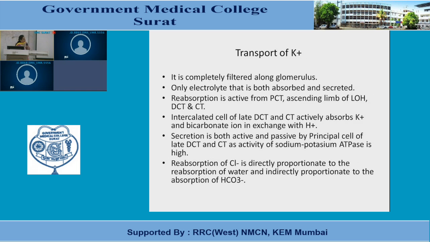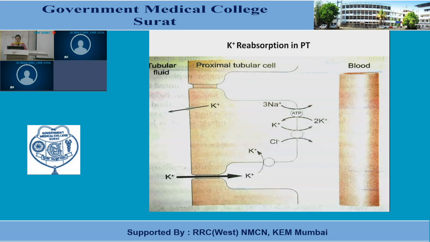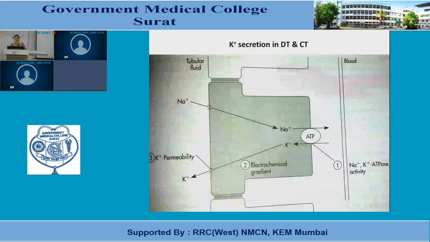So this is the potassium absorption in the proximal tubules along with sodium, that is counter transport, along with chloride co-transport, and through the intercellular spaces also. This is the potassium secretion in the distal tubule and the collecting duct. It is a secretory process, and three mechanisms are going on. The sodium-potassium ATPase brings potassium from the interstitium into the cell, and then an electrochemical gradient is created, which causes high permeability of sodium and high permeability of potassium to the tubular lumen.